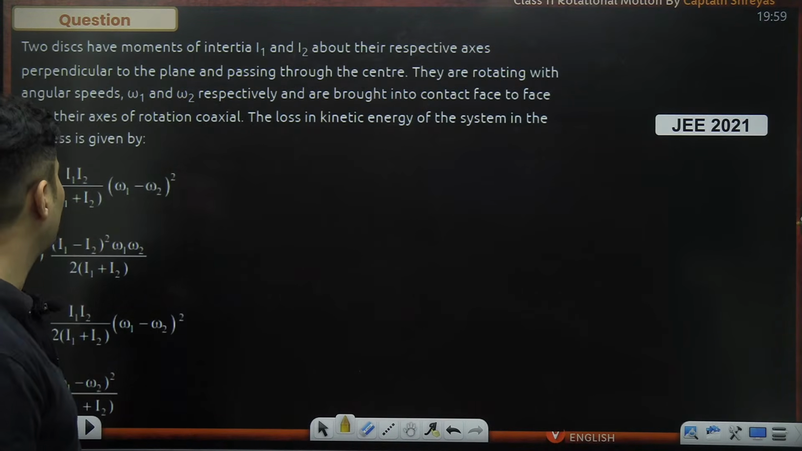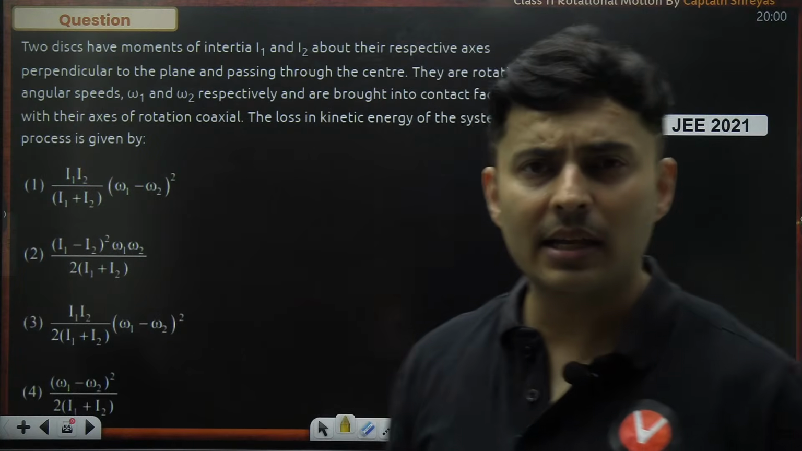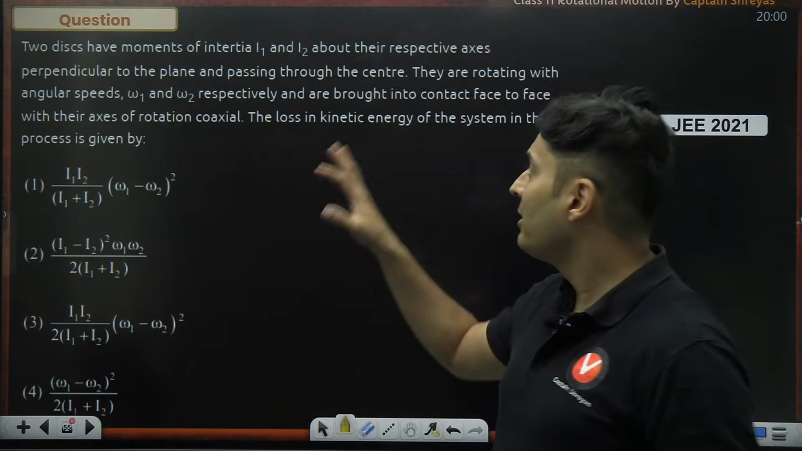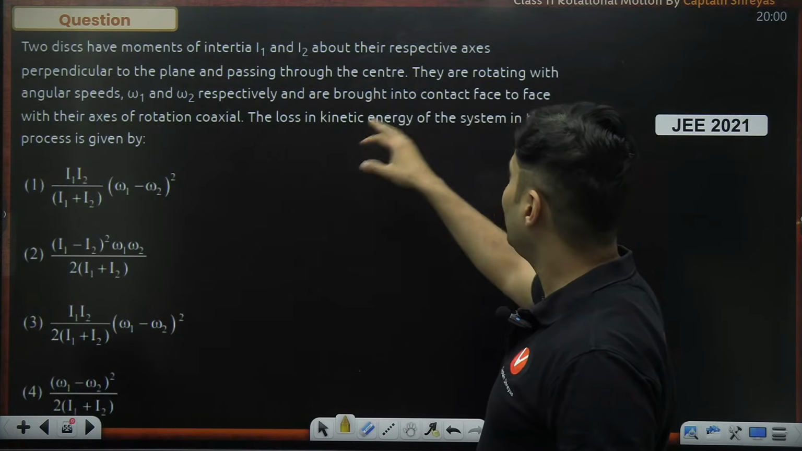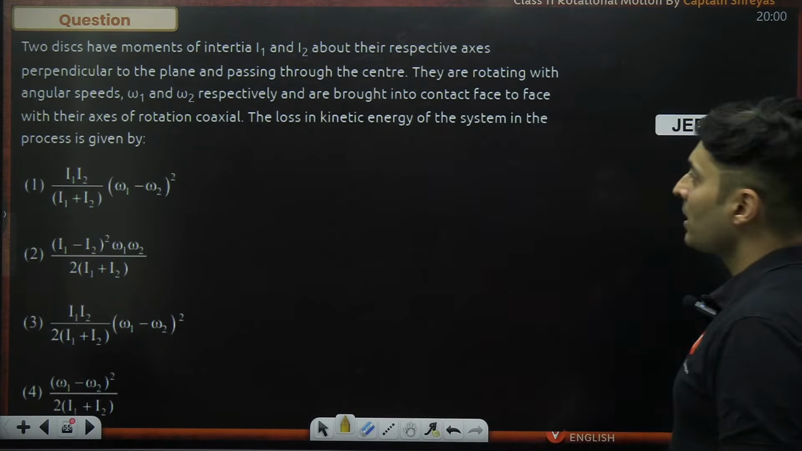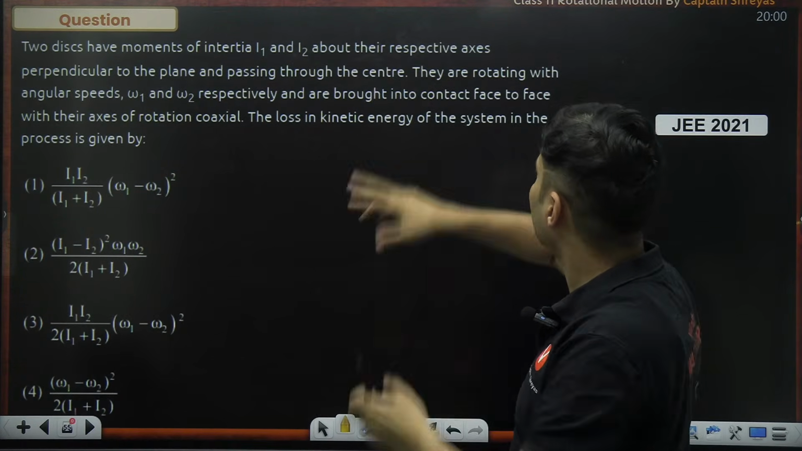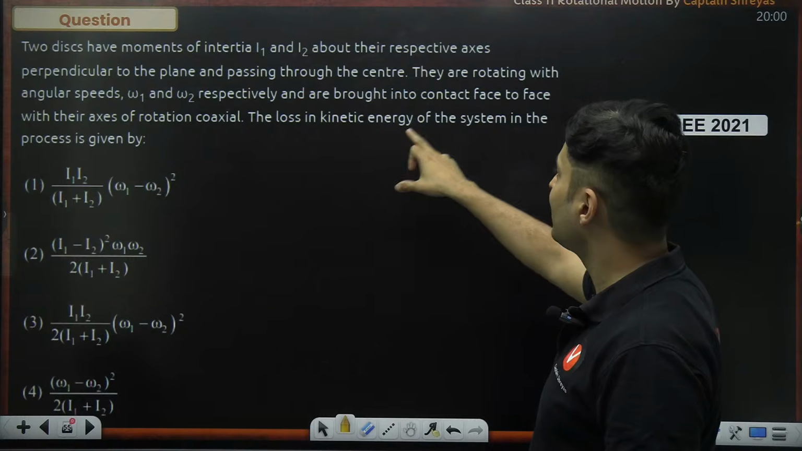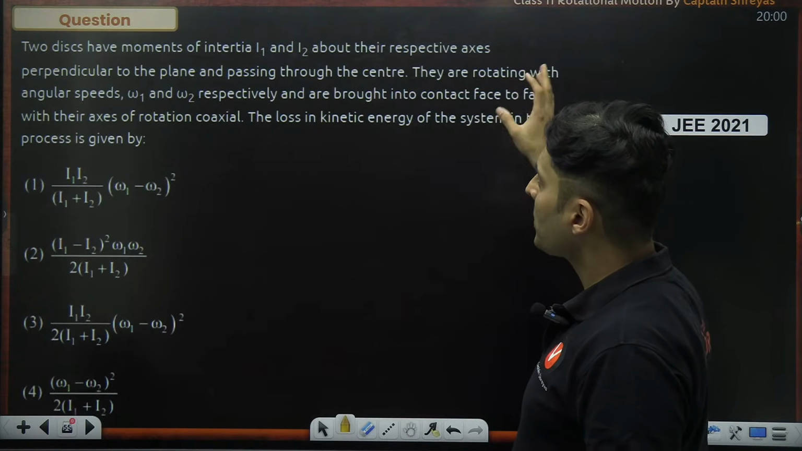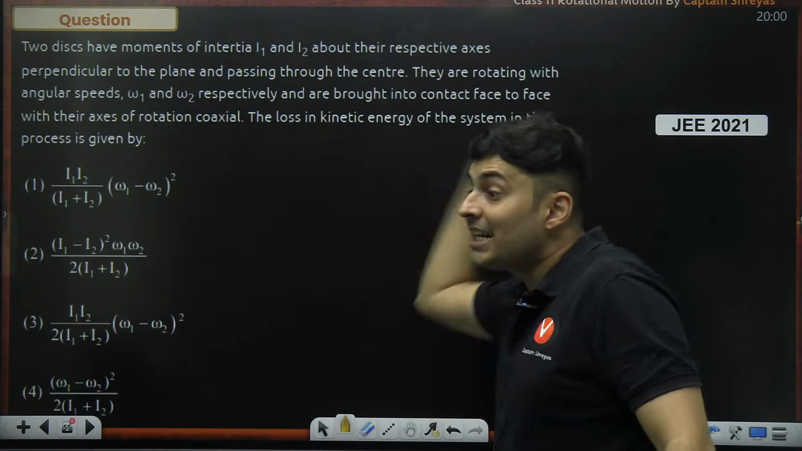Let's do this particular question. Very similar question, what I told you. But instead of I and 3I, omega and 2 omega, they have given I1, I2, and their velocities are omega 1, omega 2. That's the only difference. They are rotated coaxial and they are now brought in contact. They are rotating with same speeds and respectively, and they are now brought together. The loss of energy is asked.